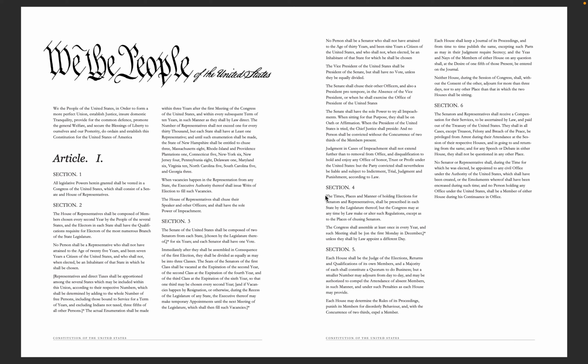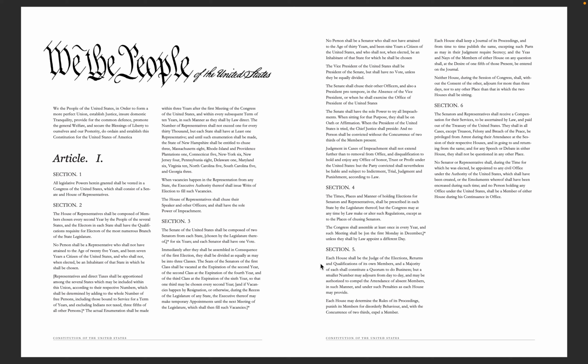Section 4 says the times, places, and manner of holding elections for senators and representatives shall be prescribed in each state by the legislature thereof. So this is essentially saying that states and Congress regulate elections to have a uniform time across the country. The Congress shall assemble at least once every year, and such meeting shall be on the first Monday in December. This part was removed: unless they shall by law appoint a different day.